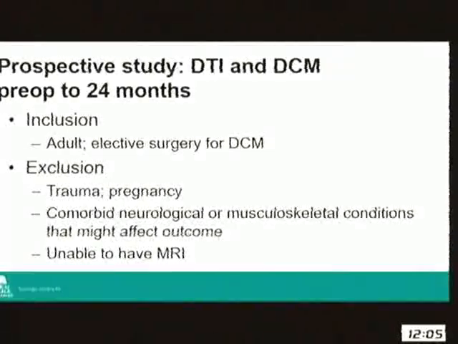So what we did is a prospective study. We did DTI in cervical myelopathy patients. We included measurements before surgery and then functional outcome up to 24 months after surgery, and that 2-year data is still being completed now. These were all adults. They all underwent elective surgery for myelopathy, and we excluded trauma, central cord syndrome, patients with comorbid conditions like rheumatoid arthritis, and also, of course, patients who could not have an MRI.